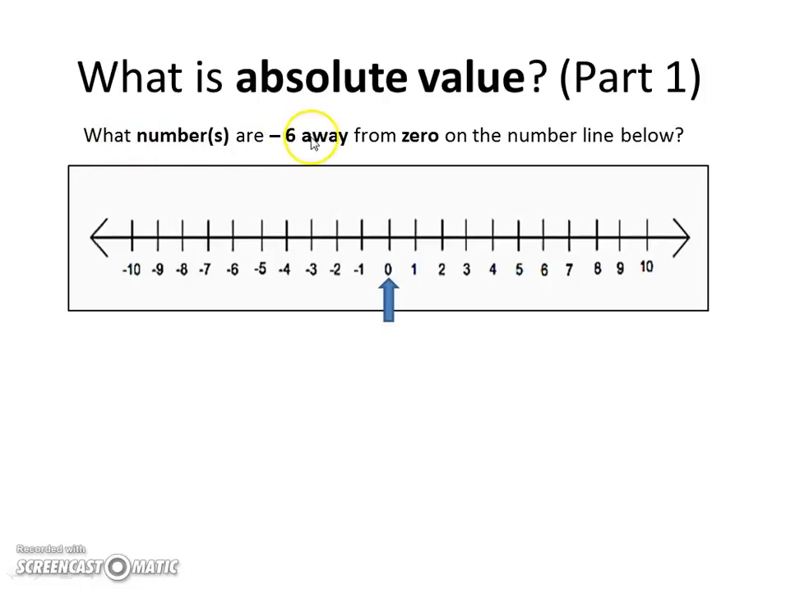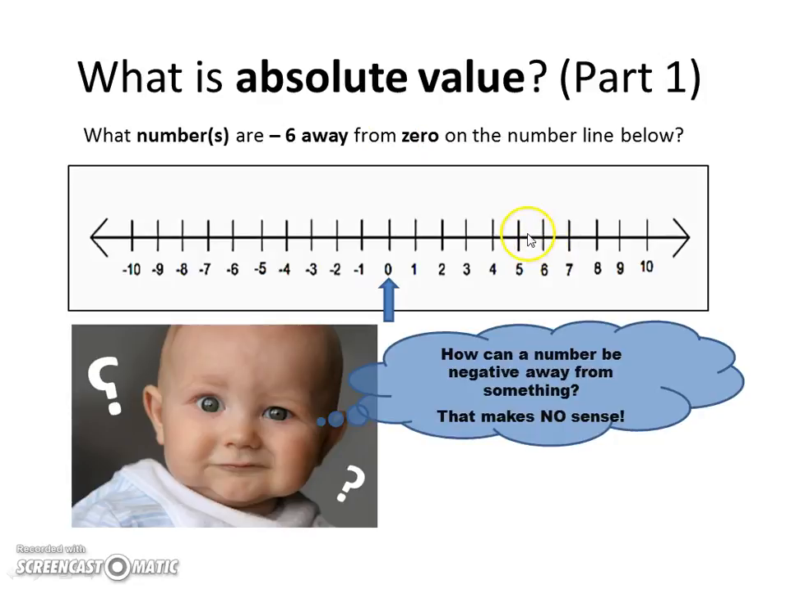Next question. What numbers are negative 6 away from 0 on a number line? Well, if we try and do that, let's see, negative 6. We can't go negative 6. It's impossible. You could go 6 this way or 6 this way, but you can never walk negative 6. That doesn't make any sense. So an absolute value can never be an answer of negative 6 or a negative number.